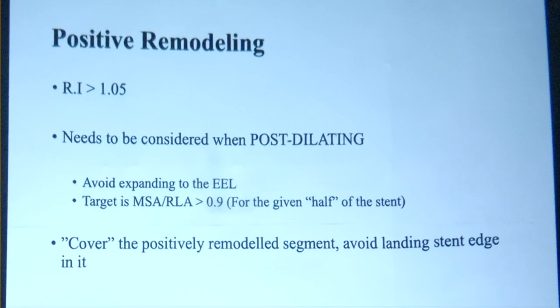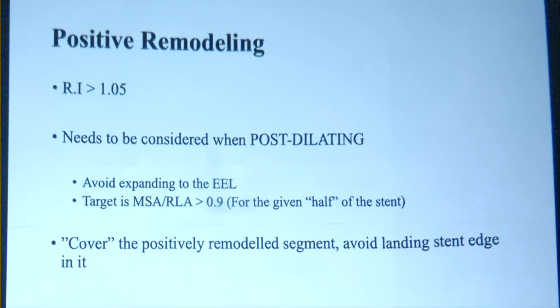Positive remodeling, which at least in the Western world is a lot more common than negative remodeling, is when your lesion EEL area is more than 5% higher than the reference EEL area. It needs to be considered when you're post-dilating the stent. One should avoid expanding the stent to the EEL in positively remodeled areas because you will overexpand the stent, maybe fracture the stent and embolize contents and do all kinds of bad things.